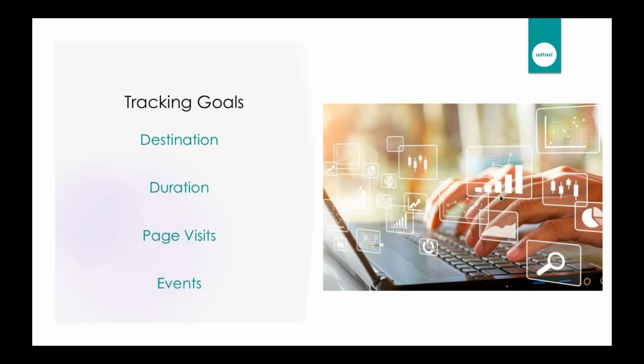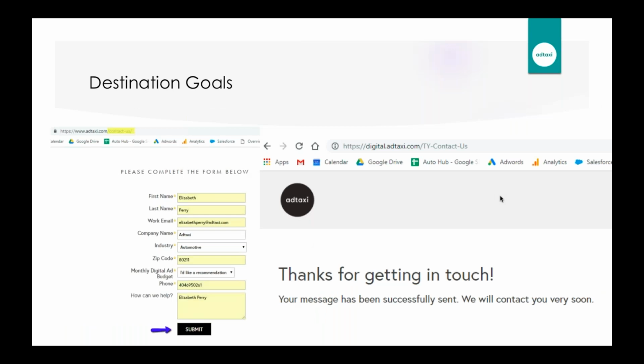Perfect, so goals for success. Tracking goals, these are the 4 different types that are available in Google Analytics: destination, duration, page visits, and events. Most of you are probably familiar with destination goals. These are based on URL structure. When someone fills out information on a form, like here on the AdTaxi website, contact us, and when you click the submit button, the URL changes to thank you, contact us. This is considered a destination URL.